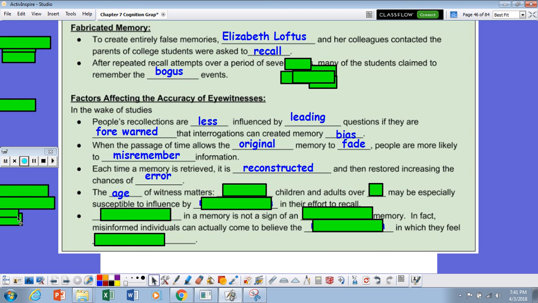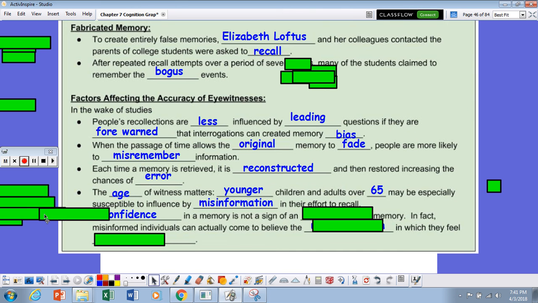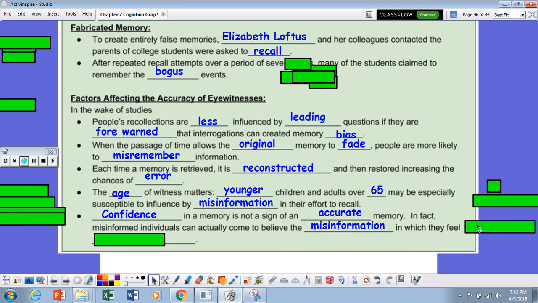The age of the eyewitness matters. Younger children and adults over the age of 65 may be especially susceptible to influence by misinformation in their effort to recall. Confidence in a memory is not a sign of an accurate memory. In fact, misinformed individuals can actually come to believe that misinformation, in which they feel confidence.